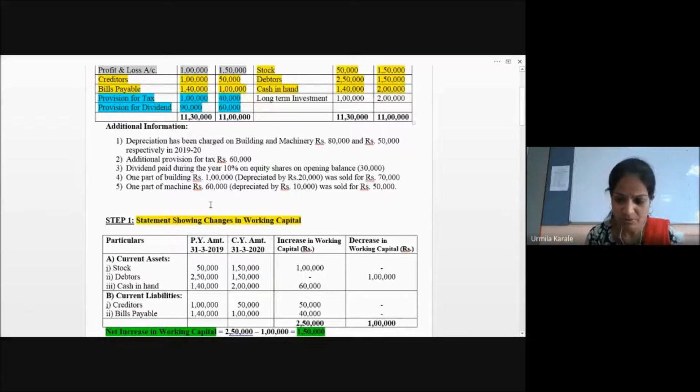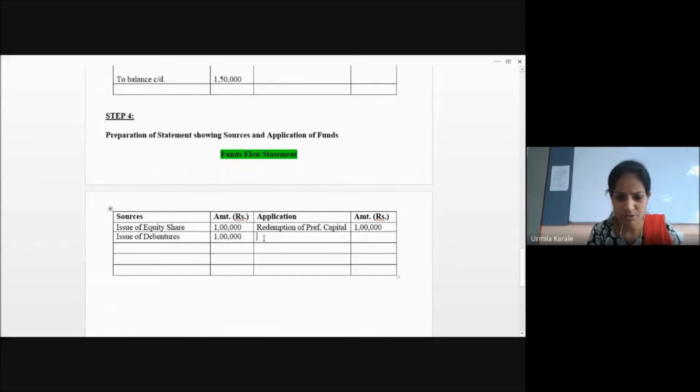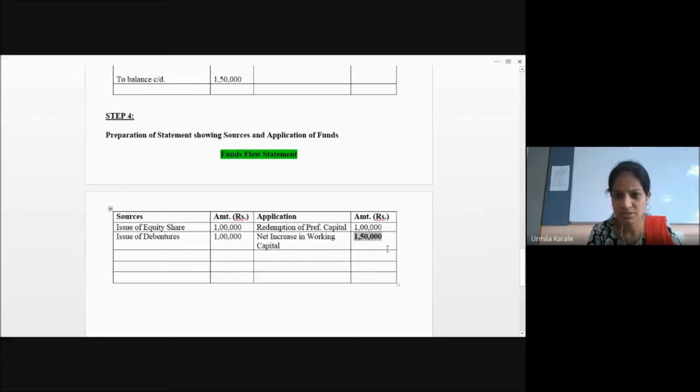So just check. We are done. Now this amount is the increase in the working capital. First working note, 150. We'll show it on the application side of the fund flow statement. Net increase in the working capital, so 1,50,000.